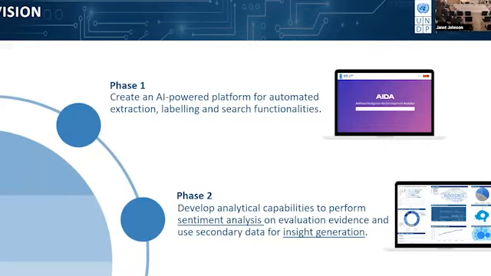So phase one, which we have running right now, you can access at aida.undp.org. It is searching, right? You can search the reports there. The phase two that we have envisioned for the future, and we are working on it, is determining at the paragraph level the sentiment analysis, whether it's positive, neutral, or negative, and insight generation, combining with secondary data, like World Bank indicators, like UN stat indicators.